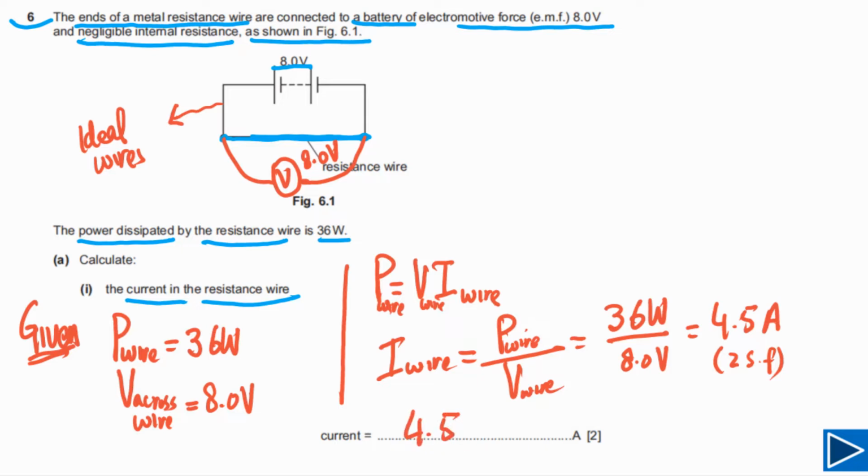This question has 2 marks. The first mark you get if you have written this formula, this equation, and this is the C mark. The second mark is the answer mark. If you have the right answer, you will get 2 marks.